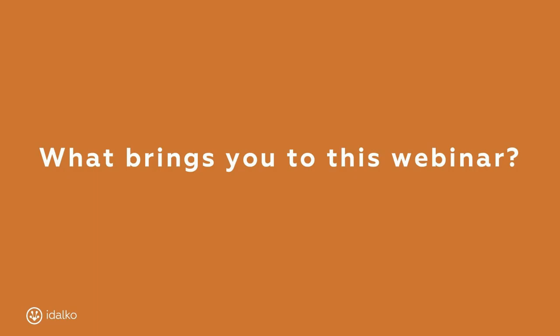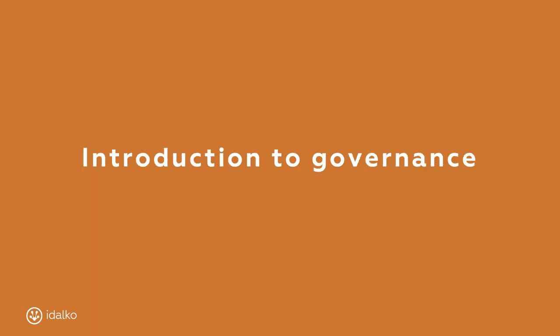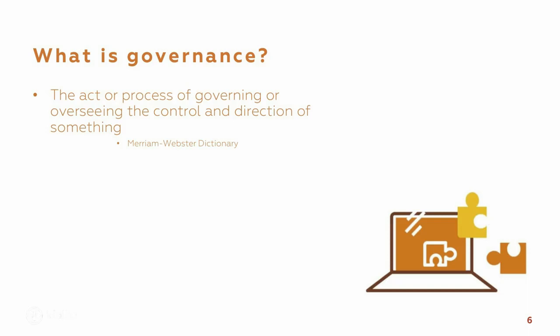So let's dive right into the topic, and that is what is governance and how it applies to Atlassian tools. That's something to answer first. So what exactly is governance? What does the word itself mean? Merriam-Webster Dictionary describes governance as the act or process of governing or overseeing the control and direction of something. This is a very important definition for our case.